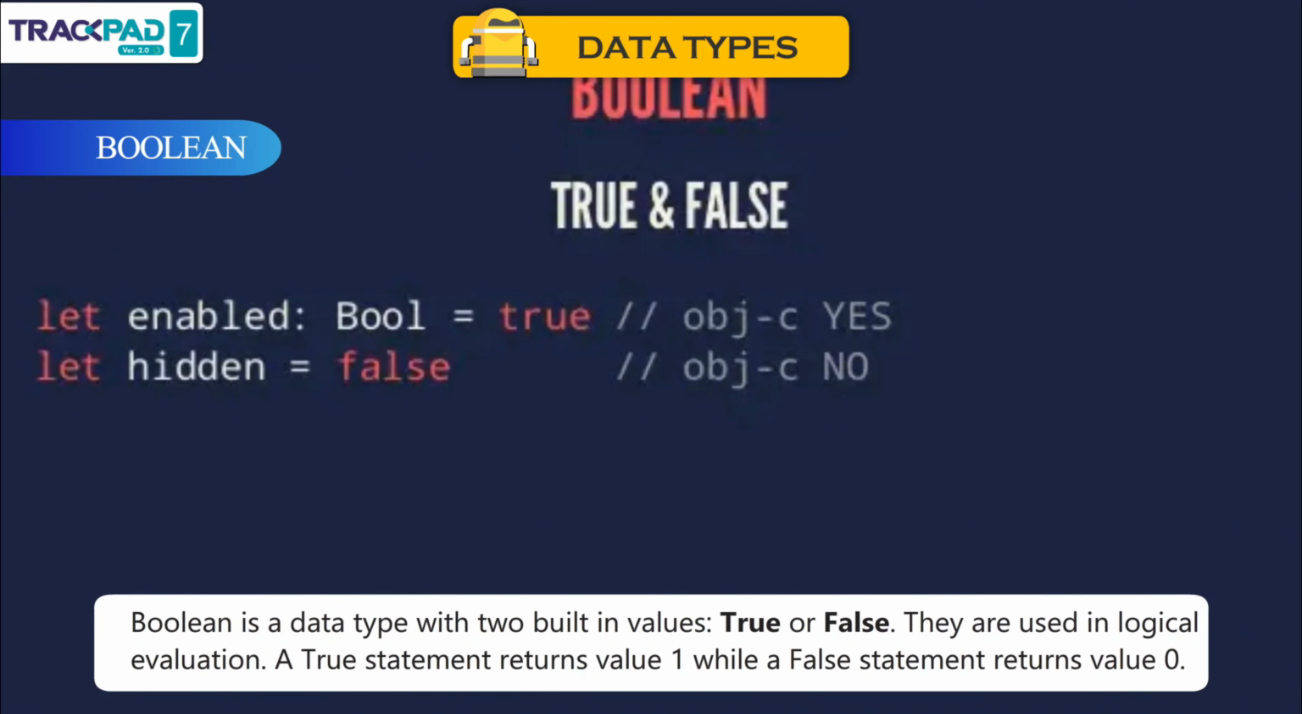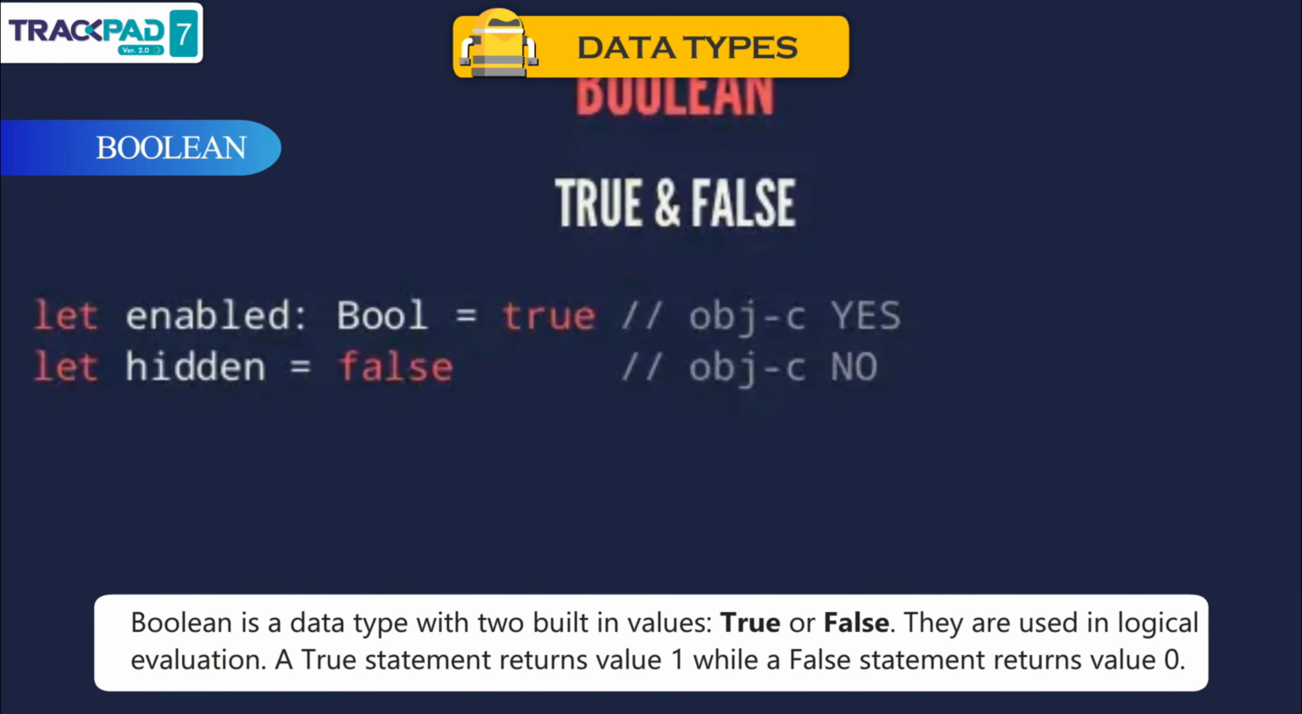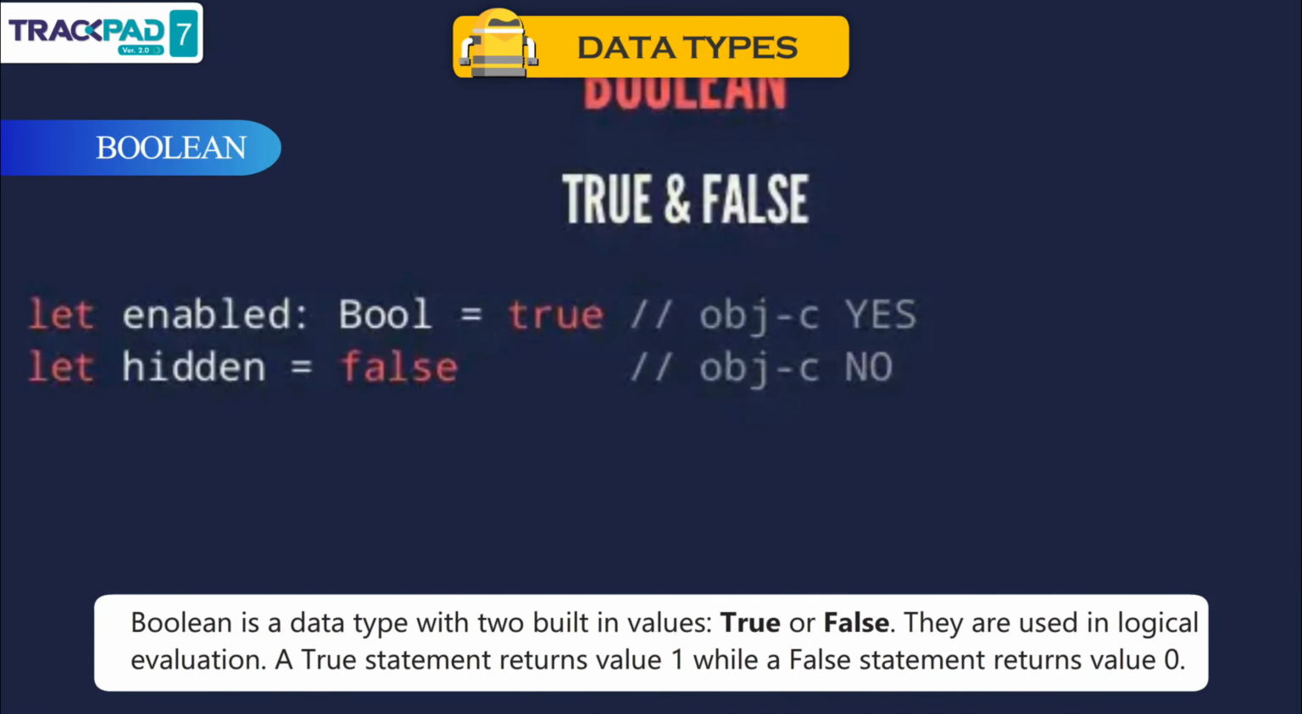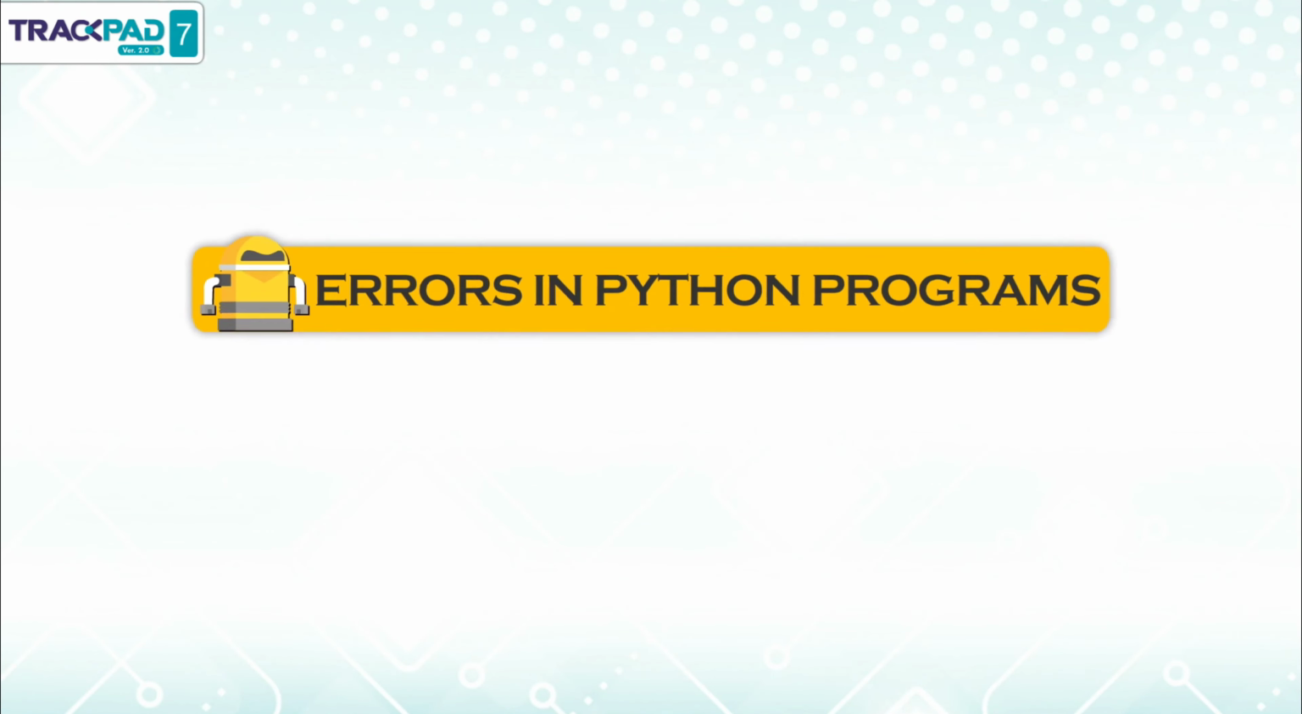Boolean. Boolean is a data type with two built-in values, True or False. They are used in logical evaluation. A true statement returns value 1, while a false statement returns value 0. Find data type. Python allows us to find out the type of data used in a program by using the type function.